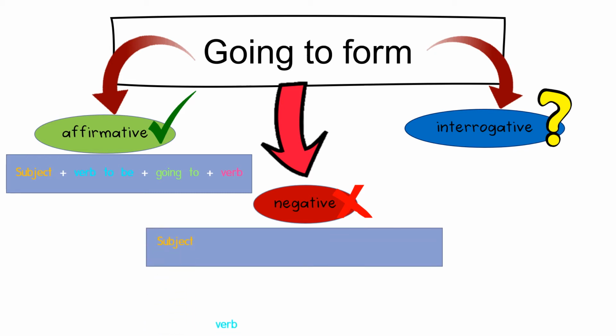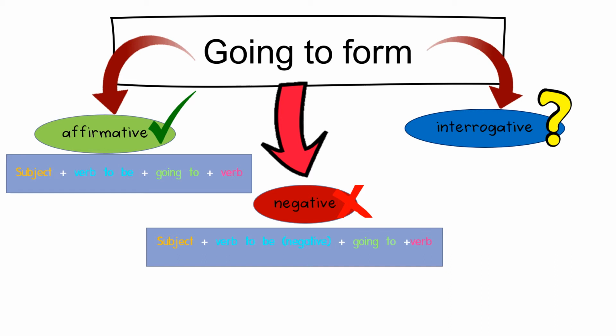And then, this is the structure for negative. Subject, then verb to be in negative with the not, like before: is not, are not. And followed by going to and then the verb. It's the same as before, the only difference is that for negative, we add not to the verb to be.